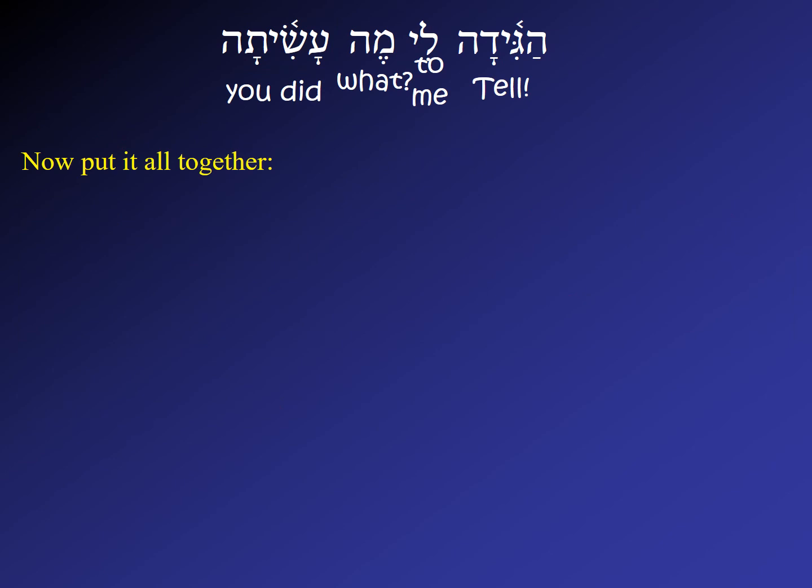So here's our sentence, hagidali me'asita. The most technically correct translation of this is tell me, what did you do? Me is usually an interrogative, and so to form the second part as a question, me'asita, what did you do? One could also translate this, tell me what you did, but probably better, tell me, what did you do?